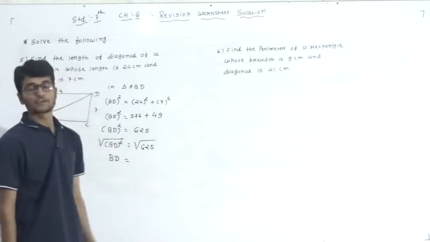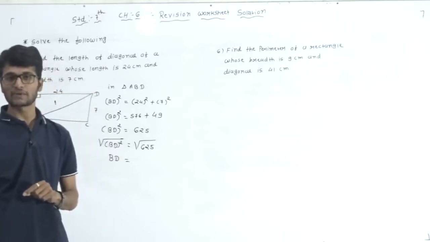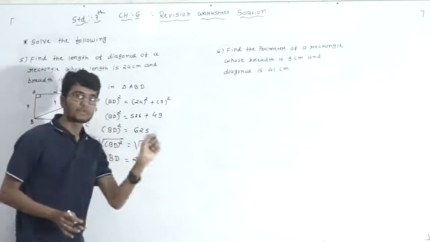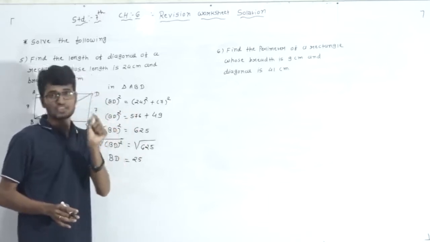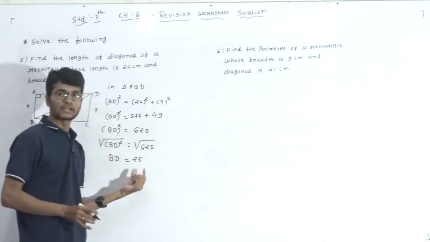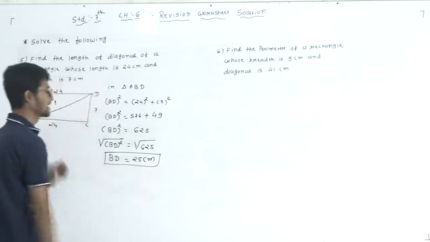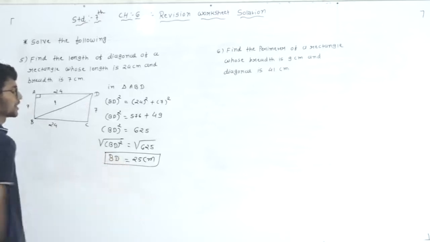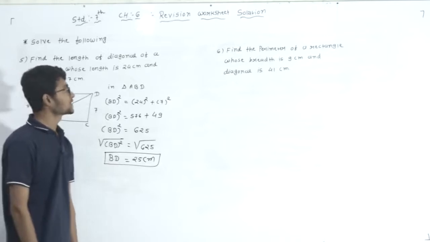Now 625, it means we have to find the square root of 625. What is the square root of 625? The square root of 625 is 25. Why? Because 25 multiplied by 25 is 625. That is, if you square 25 you will get 625. The square root of 625 is 25. So understand? So our diagonal is equal to 25 centimeter. It means this diagonal is equal to how many length? 25 centimeter. Understand?